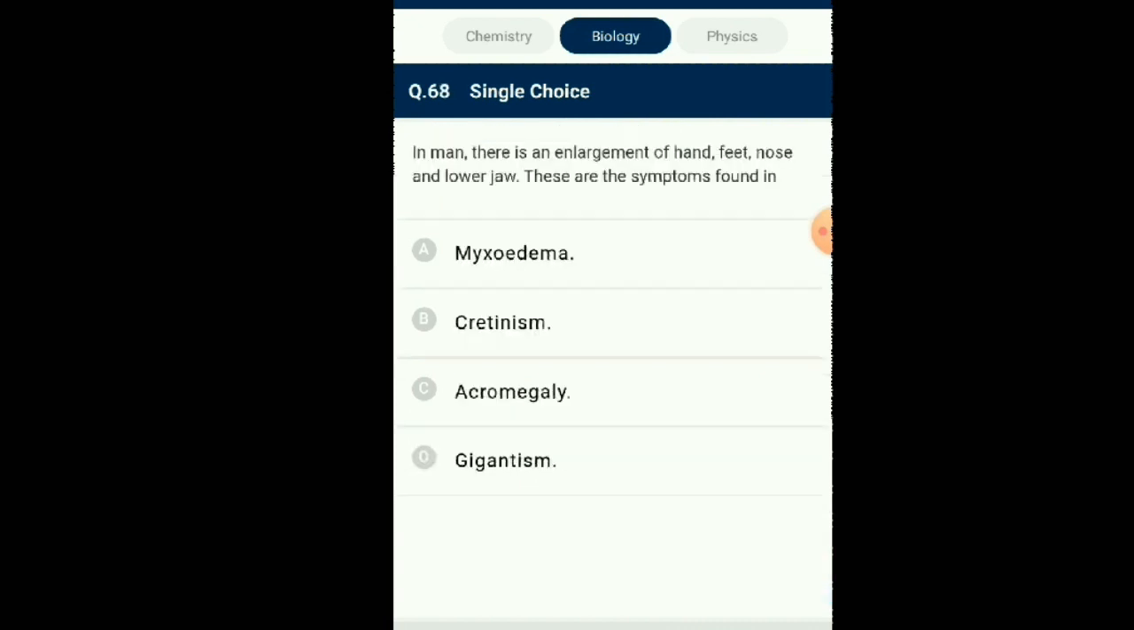Question number 68. In man, there is an enlargement of hand, feet, nose, and lower jaw. These are the symptoms found in acromegaly. It is caused by the hypersecretion of growth hormones after adolescence, and the bones abnormally increase in size. So the answer for this question is option C, acromegaly.